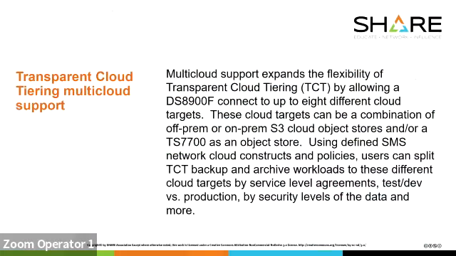All right, switching gears now to transparent cloud tiering. We have grown our offering to now be able to cover 8 different cloud targets. So you can have a combination of off-prem, on-prem S3 cloud object, as well as the DS7900. This way, users can split their TCT backup and archives. And that allows for different service agreements.